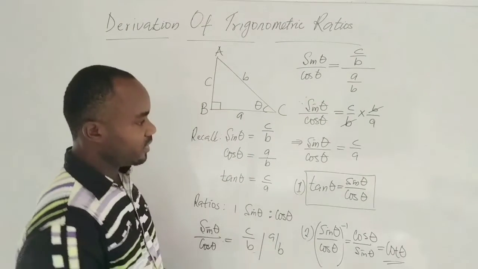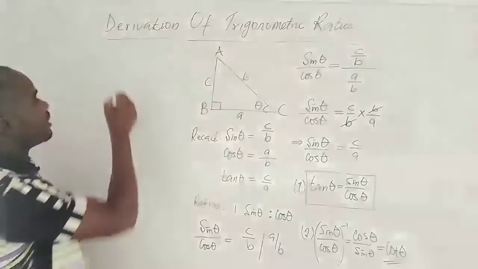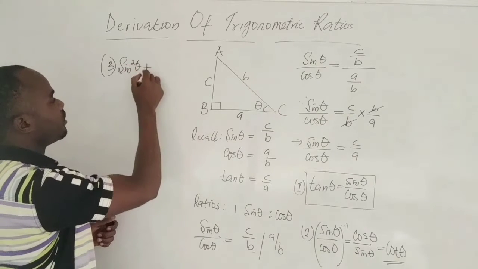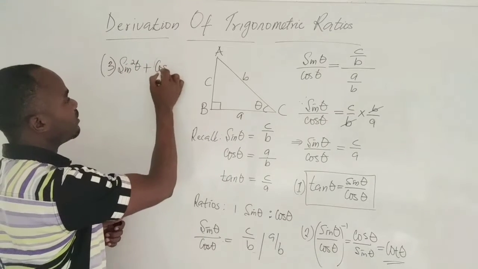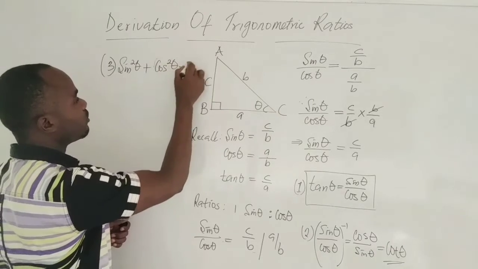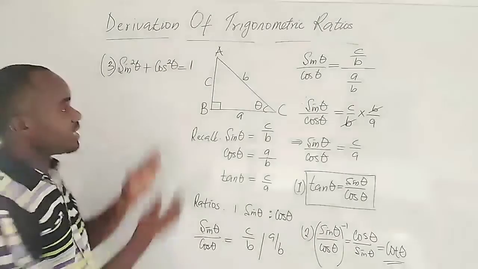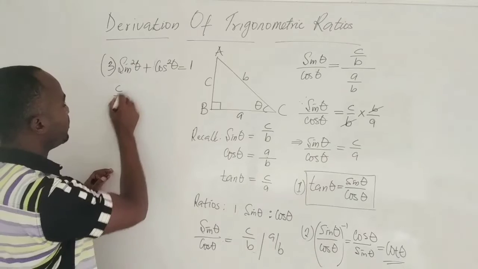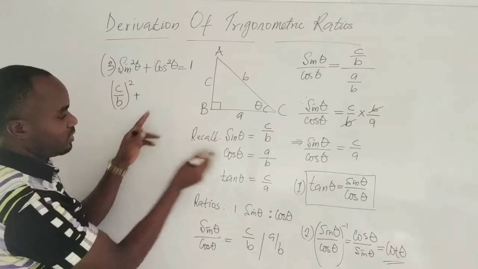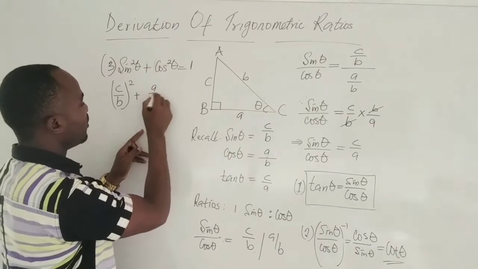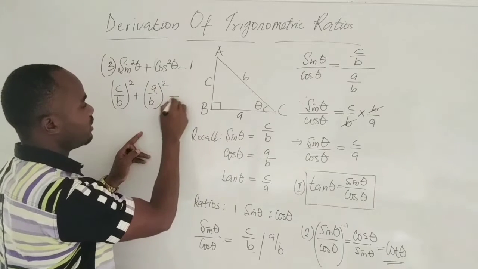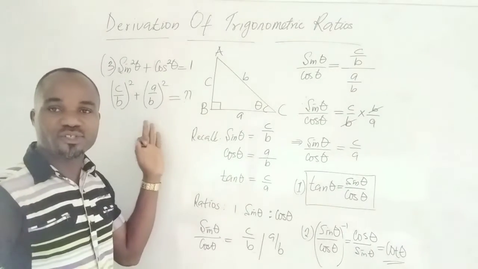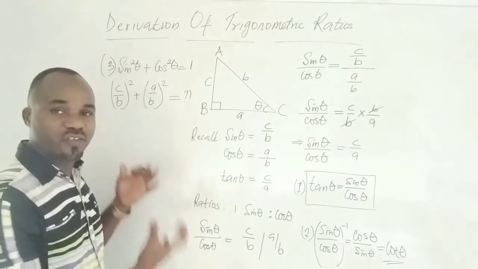Then the third relation we are going to consider quickly is a situation where we have sine theta squared plus cos theta squared all equal to 1. We can still prove this. What it means is for sine we have C all over B all squared, and for cosine we have A all over B all squared. Let's see if it will give us 1. The essence of this is to check, after proving it, if it will give us 1.